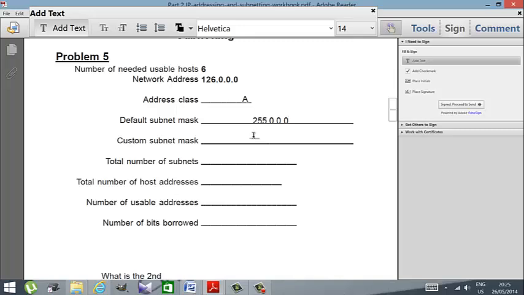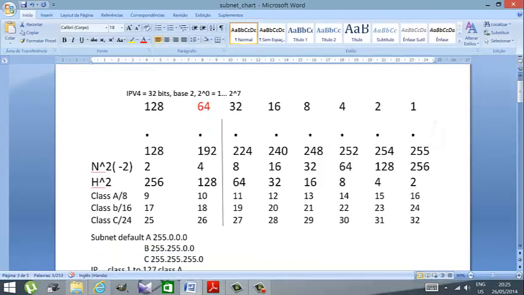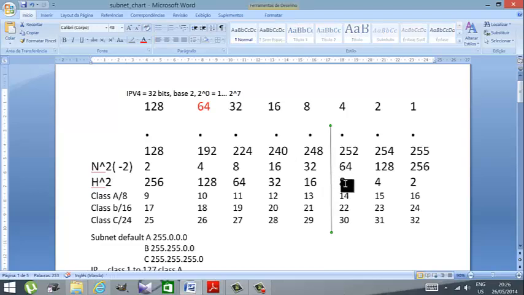255.0.0.0, and it is asking for 6 hosts. So 6 hosts are needed. To get the host, we put the line after the number that we need. If we need the network, we take the number before the line. If we need the host, we take the number after the line. So over here we have 8 hosts.